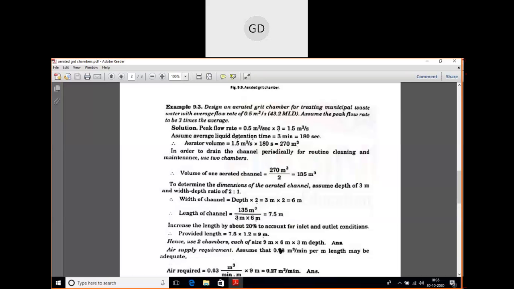So your peak flow rate is given, okay? It is given as your peak flow rate, you see.